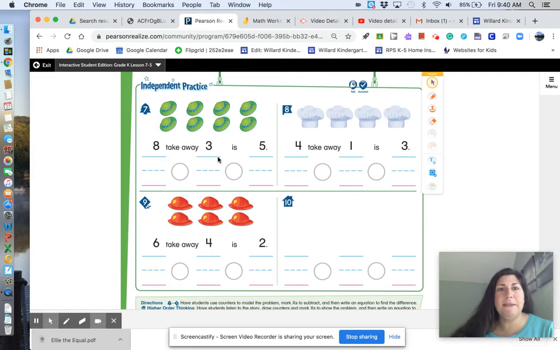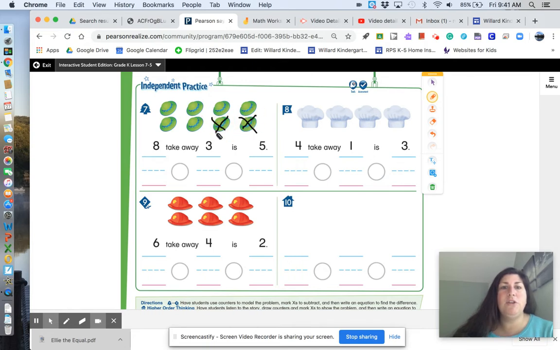So look up here. They actually write the problem or the equation with words. And we just need to write it with symbols down here so we can just start to remember what Linus the minus looks like and what Ellie the equal looks like. So first it says 8 take away 3 is 5. So what I'm going to do is I'm going to cross this out. So I'm crossing out 3 because we have 8 in all, and we're taking away 3.